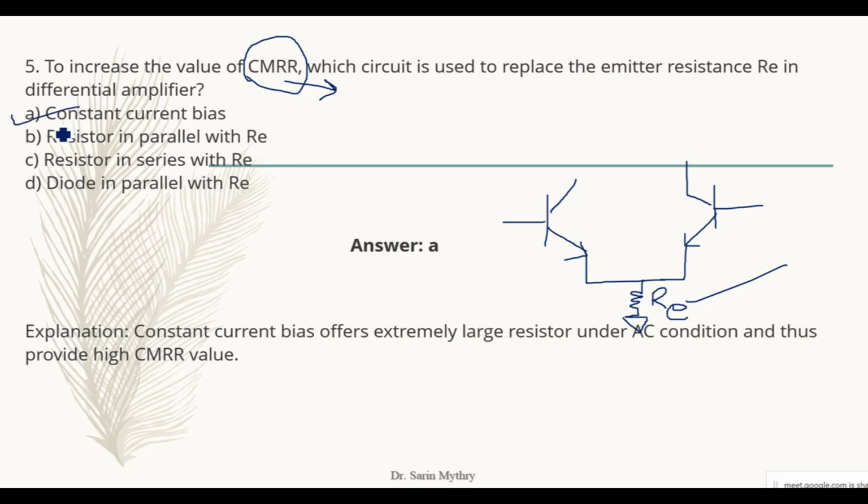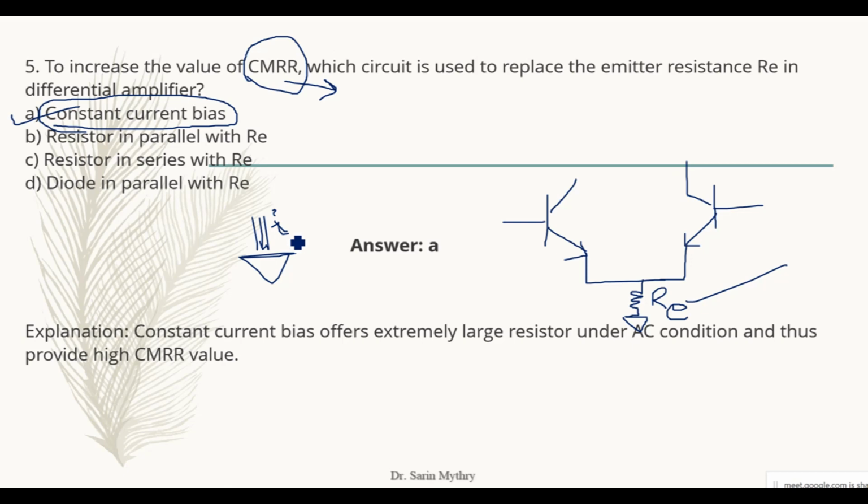How is the answer correct? Answer is A. It's a constant current bias. Constant current bias means what? Assume that between the ground and this one there is some kind of constant bias circuit, and the current flowing in this one is completely constant. If I is constant, it is not increasing, it is not variable.